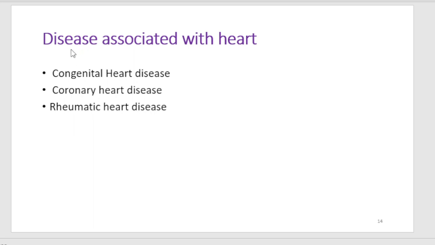Now, some of the diseases associated with the heart. One is congenital heart disease, another one is coronary, and there is rheumatic heart disease. Coronary heart disease is generally found in aged persons, more than 60 years of age. This is found because there is fat in their blood vessels, or their blood vessels got blocked. To bypass this, bypass surgery is done, or a stent is put in their body, so that the blood circulation process is completely fixed.